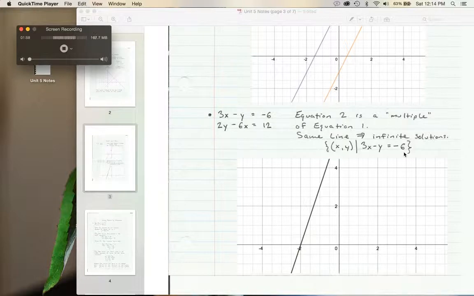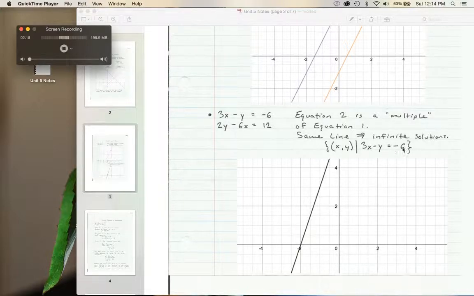So when you want to write out a set of infinite solutions, it will always start the same way. You'll have your squiggly brackets. You will always have x comma y in parentheses here, and this long line. Sometimes you'll see a colon instead of the line. And then you can write down an equation here.